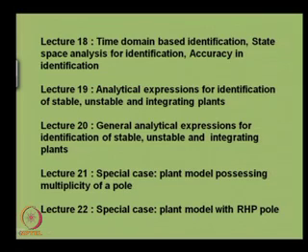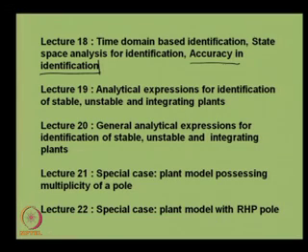Lecture 18 will be on time domain based identification, which shall make use of state space analysis techniques for identification, and accuracy in identification will be discussed as well using the technique of small gain theorem.